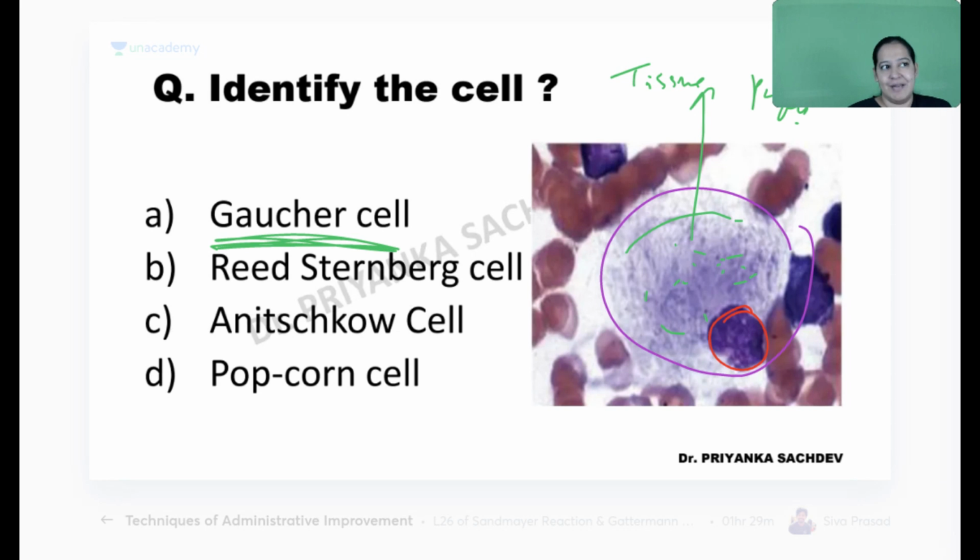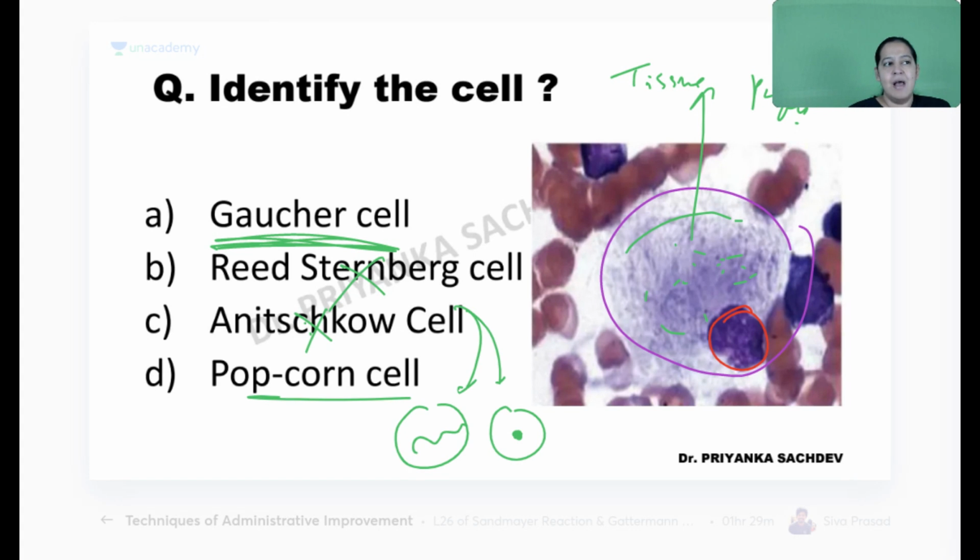So it is a Gaucher cell. It is not RS cell. I have shown you the diagram of RS cell. It is owl-eye appearance, classical one. Uske alawa popcorn tha, pleomorphic tha, lacunar tha. I have shown you the image of all RS cells. It is not anti-Aschkow cell. In anti-Aschkow cell, the nucleus is caterpillar shape. Caterpillar or owl-eye, single nucleoli. So these are the diagrams of anti-Aschkow.